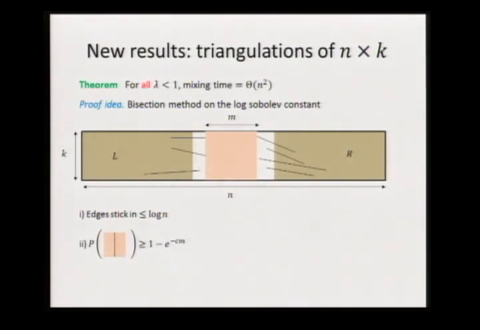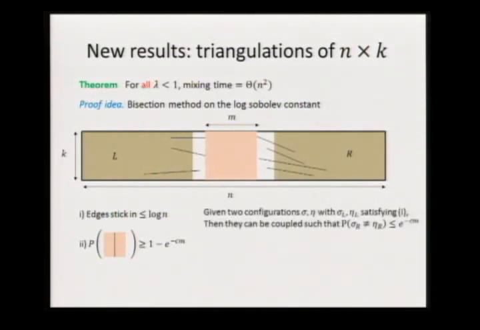Suppose you knew that this is the case, that you can put this top to bottom crossing with very large probability, going to 1 exponentially fast with m, where m is the size of this region free of sticking edges. Then what you can show is the following: given 2 configurations, 2 triangulations of the n by k box, for which you fix the edges on the left, sigma L and eta L, the parts that are to the left. These are given to you, and suppose they satisfy this, so they don't go too much inside. Then you can couple the remaining part, the part of sigma and eta in the right part, so that the probability that they are different in the right part is at most exponentially small in m.